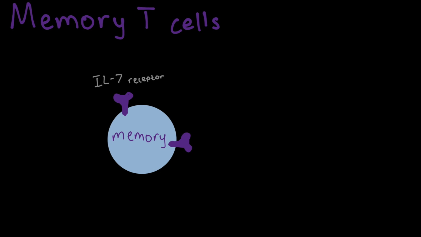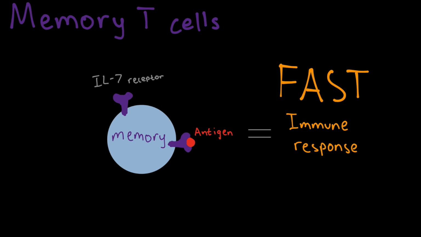The fourth class are known as memory T cells, and as the name implies, these cells memorize the antigen of a previously fought pathogen to release a rapid immune response.